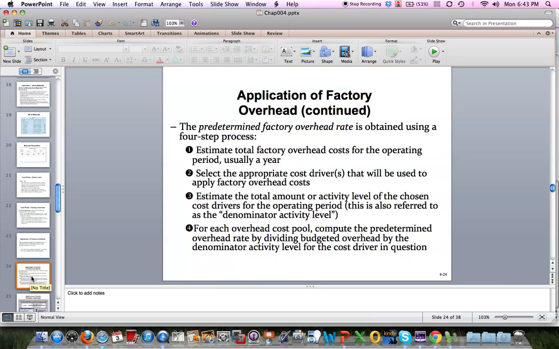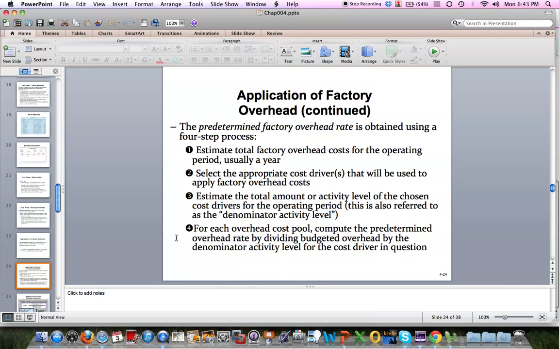There's 4 steps needed to do this, and these steps are on the bottom of page 103. It's probably important you know this. This will make doing the homework much easier. We have to estimate total overhead costs for the operating period, usually a year. Select the appropriate cost drivers that will be used to apply overhead costs. Estimate the total amount of activity for the chosen cost driver. Okay, so the numerator is the top number, the total factory overhead. The denominator then is number 3.